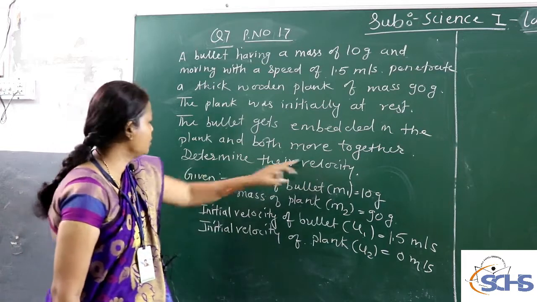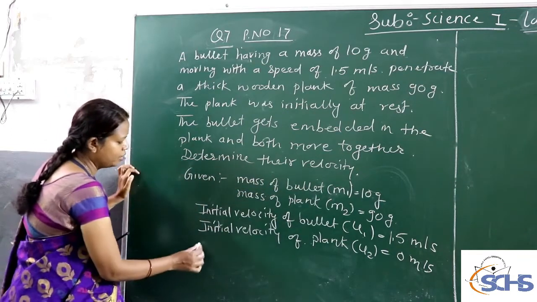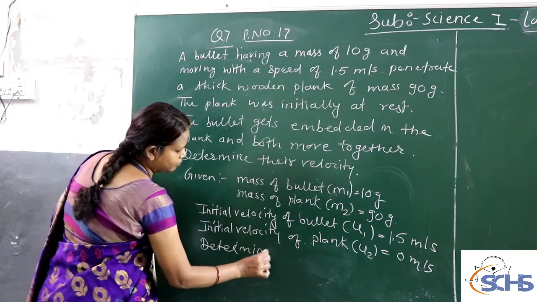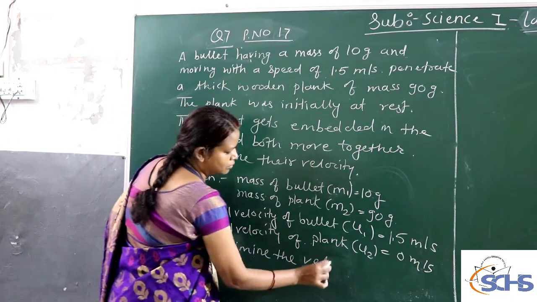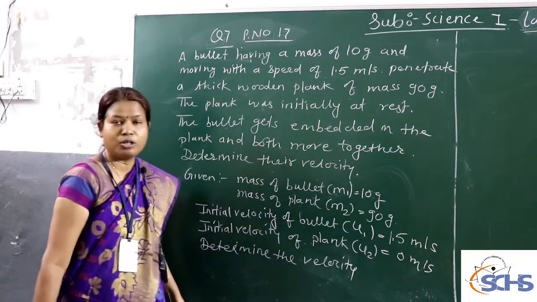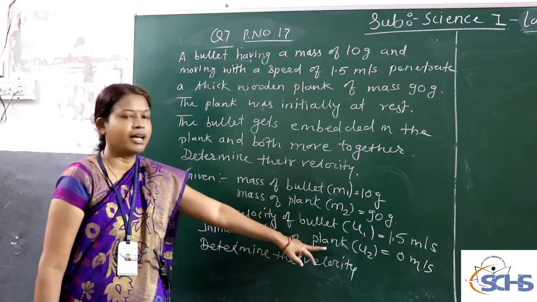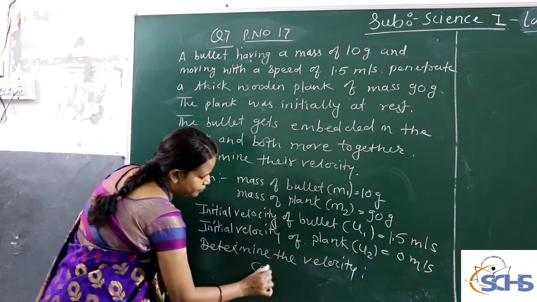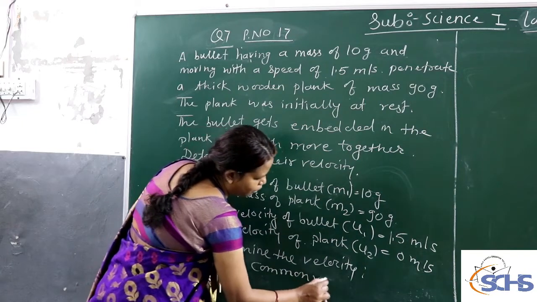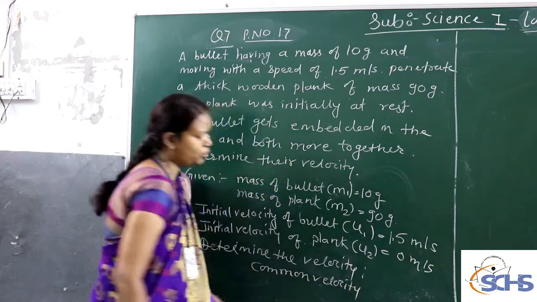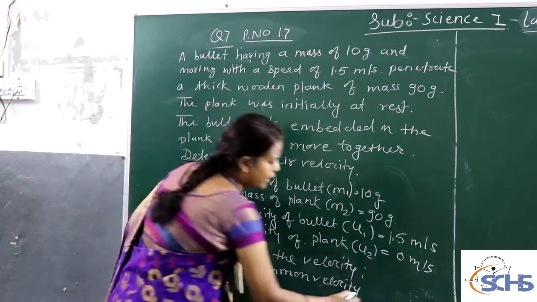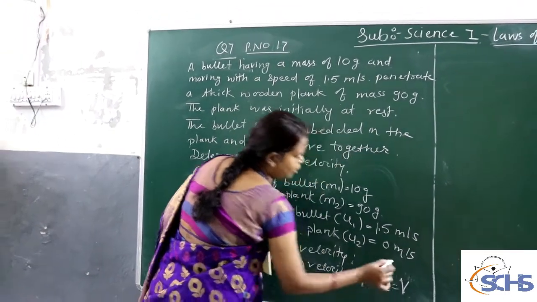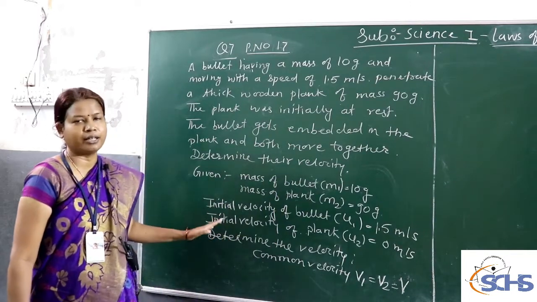Determine their velocities. What we have to determine? Determine the velocity. Velocity of what? Velocity of bullet as well as velocity of plank. That is our common velocity. So how to write the velocity? We can write velocity 1 is equal to velocity 2 is equal to velocity v. Okay, this is given in our example.